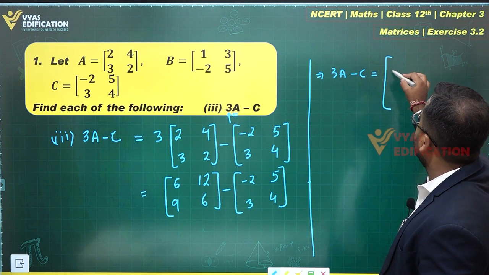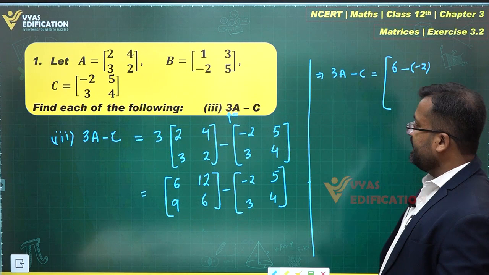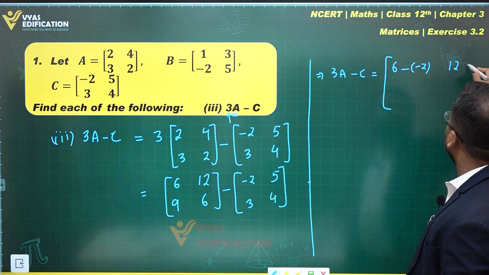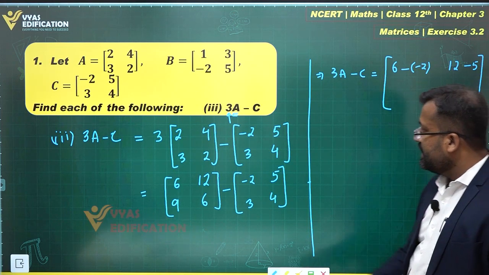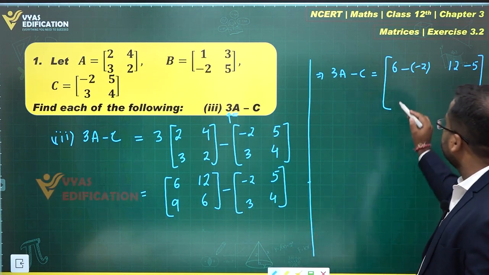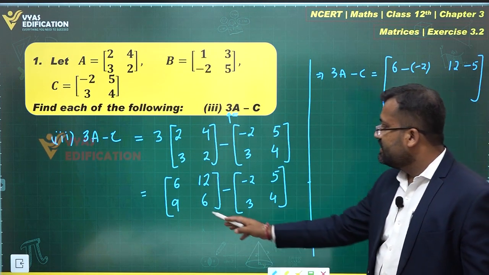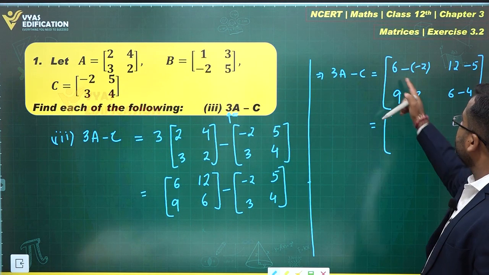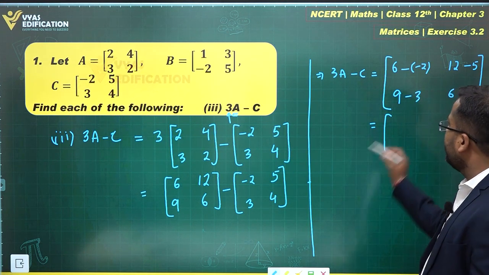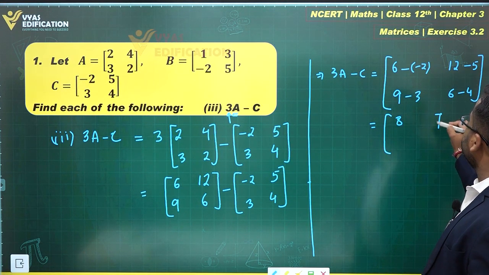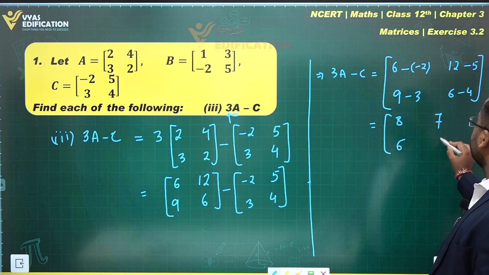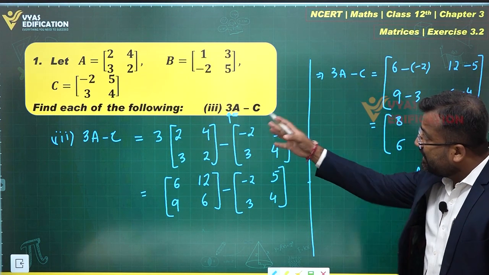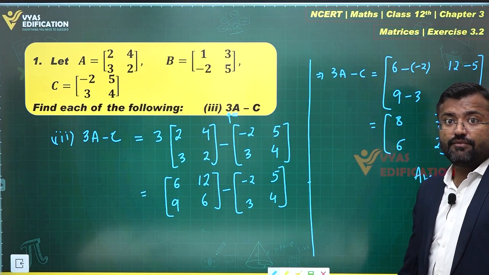Let's subtract the corresponding elements. 12 minus 5 is what you'll obtain here, 9 minus 3, 6 minus 4. This gets simplified to what? 6 minus minus 2 is 6 plus 2, which is 8. 12 minus 5 is 7. 9 minus 3 is 6. 6 minus 4 is 2. And yes, this is my answer for the third part, 3A minus C.